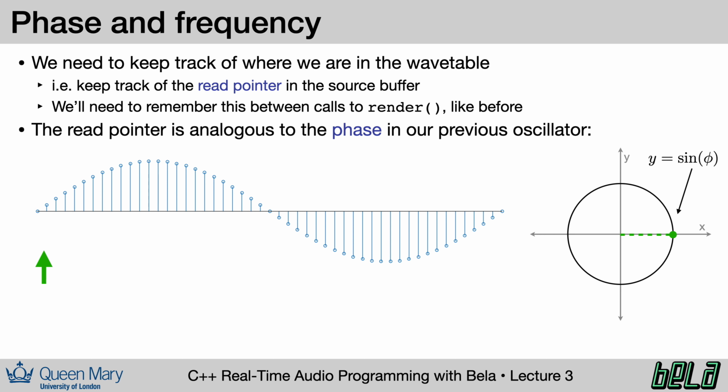In Lecture 1, we saw that the phase of the sine function was analogous to the angle around the unit circle, and the sine function itself would give us the y, or vertical coordinate, of that particular angle on the unit circle. So our analogy in the wavetable case is that as we would spin around the circle, we are going to move the read pointer from the beginning to the end of the buffer, like this.